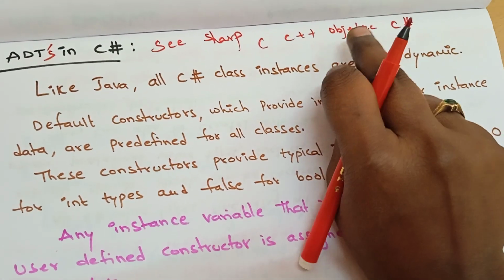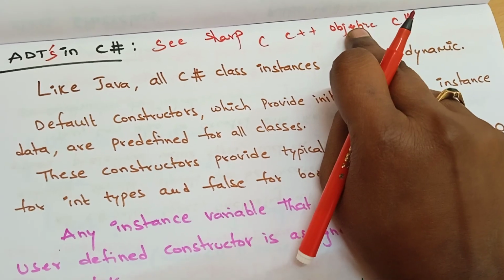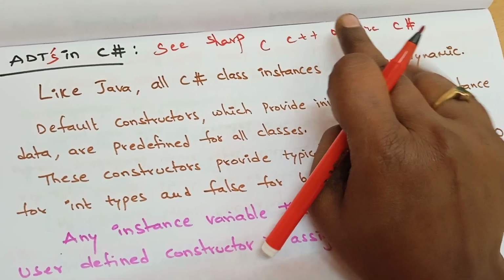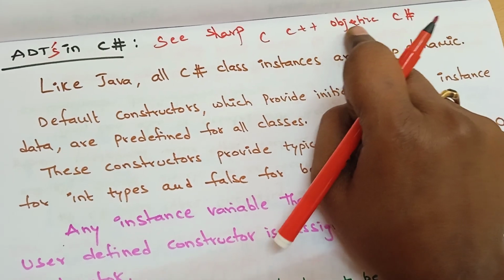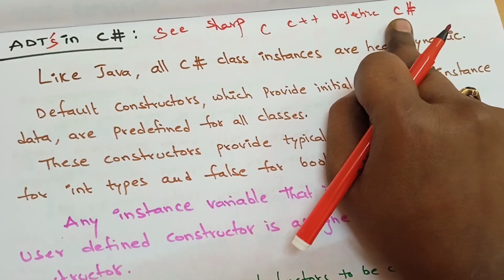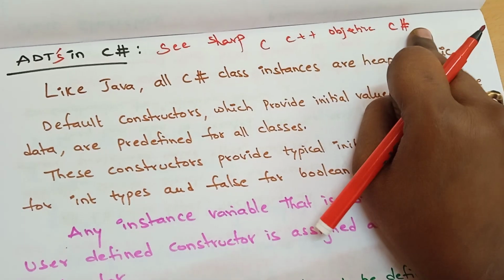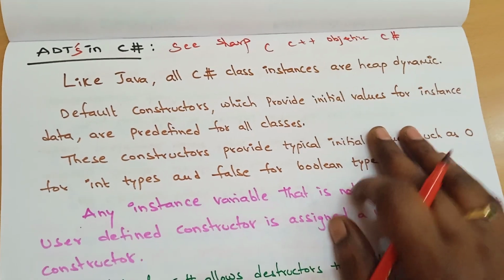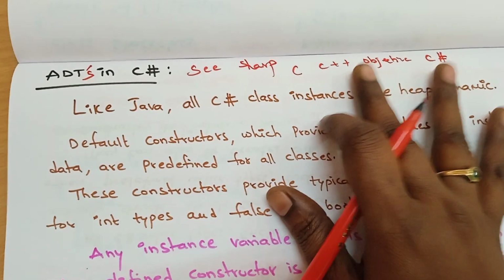Now, Objective-C syntax structure is not inlined with C sharp. Though the name is Objective-C, the syntactical structure is nowhere related to C sharp. C sharp similarities you can see with C++. We'll see what similarities, what differences, and how I can differentiate that part.